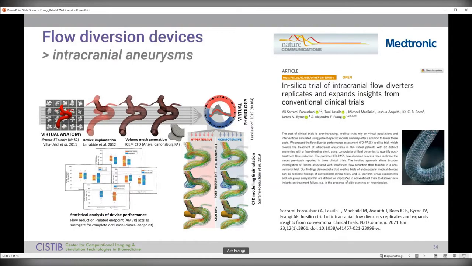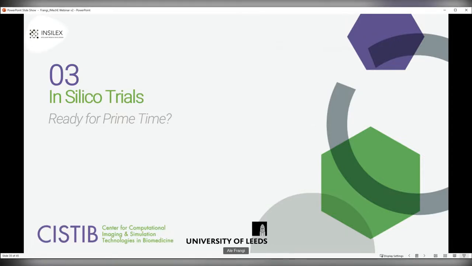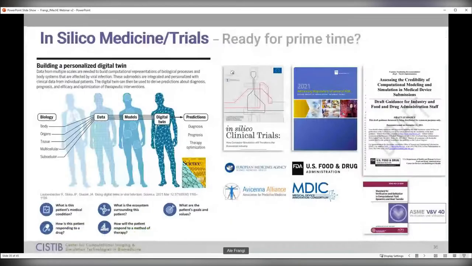And then in our group, we've done quite a lot of work with flow diversion devices, where we demonstrated that in silico trials were useful to expand the insights from conventional trials, not just to replicate the results. And we could explain failure modes of the device that would be impossible or unethical to study with a conventional trial. So what I'm saying is that this seems to be ready for prime time. And just to highlight both the yes part of that point and the no part, FDA, the European Medicines Agency, and more recently MHRA have been working in various ways to understand these technologies. In particular, FDA is quite ahead, with a lot of guidance being written and even standards like ASME V&V 40, which are verification and validation standards for modeling and simulation.